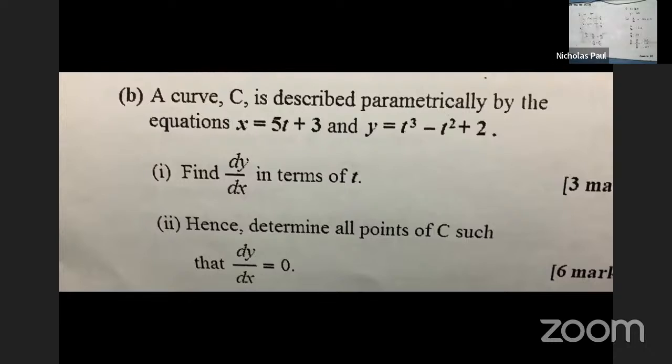Oh yeah, try this quick. Find dy/dx and then find all the points on C such that dy/dx is 0.